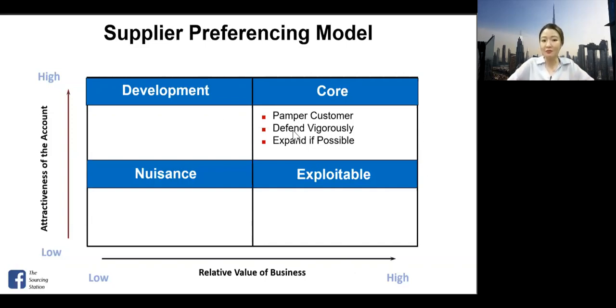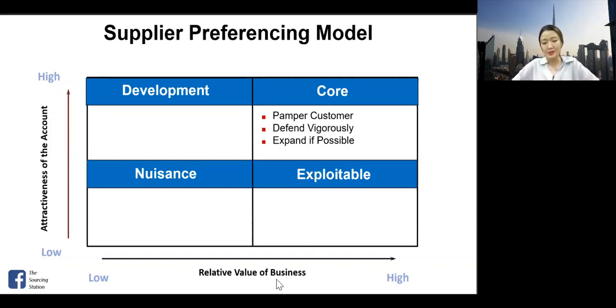So these are the 4 categories in the supplier preferencing model. You would want to be in these 2 categories the most. So some people ask, how do I know which category I fall into? Of course, we will share with you what the symptoms are. But I guess the most straightforward thing, even without talking to your supplier, is still a little bit of market intelligence as we shared in previous webinars.